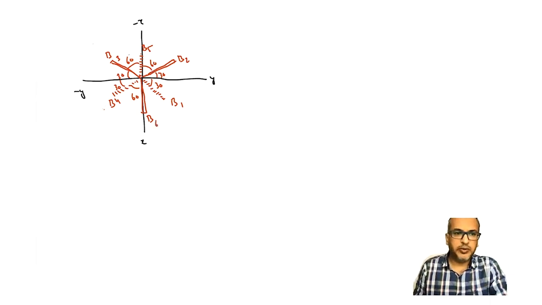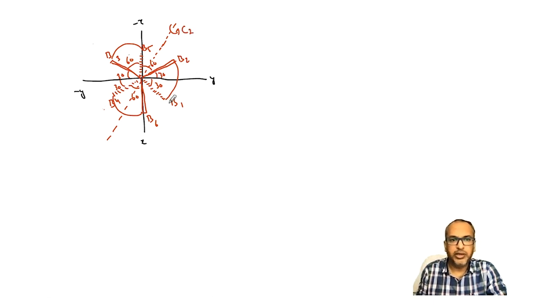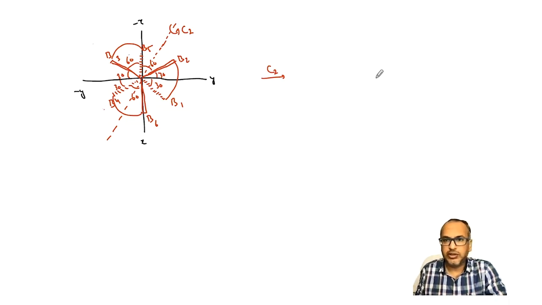Now, where is my C2 axis? So C2 axis will be reflecting B2 and B5. So let's also first connect the bonds. So my B3, B5, B1, B2, B4, B6. Let's say these are the ones which are connected. So if I now do this reflection, then my B2, B5 will be replaced, B1, B3 will be replaced, and B4, B6 will be replaced. Okay.